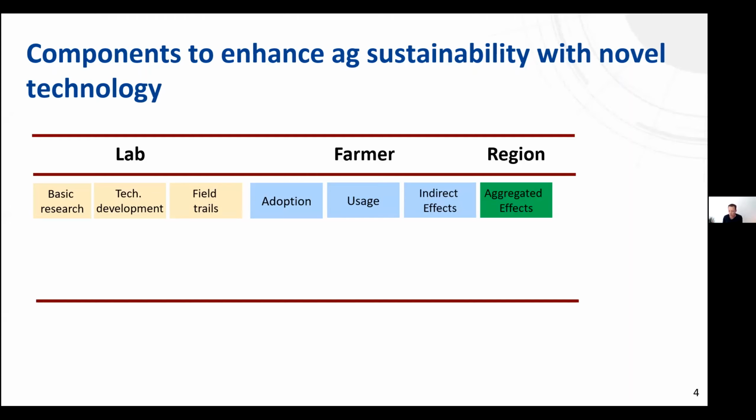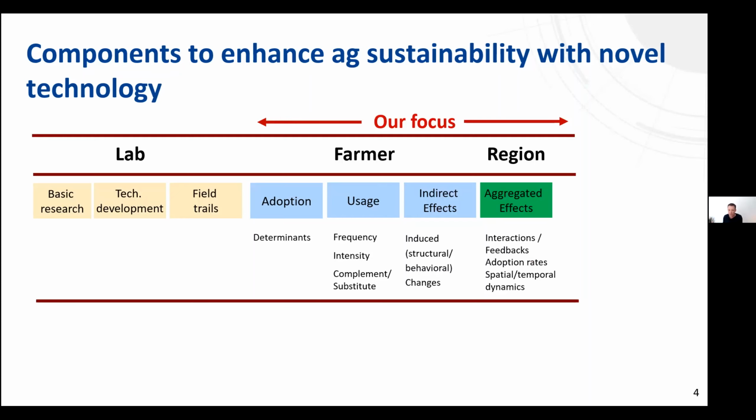But equally important for the effects of a technology on outcomes is what is happening at the farmer scale or the regional scale. Here, questions of adoption, usage, indirect effects or aggregate effects matter. And what we are focusing on as economists within FINOROP is really those scales or dimensions beyond the lab. So basically everything that happens beyond the field trial, beyond the experiments, beyond the research station.